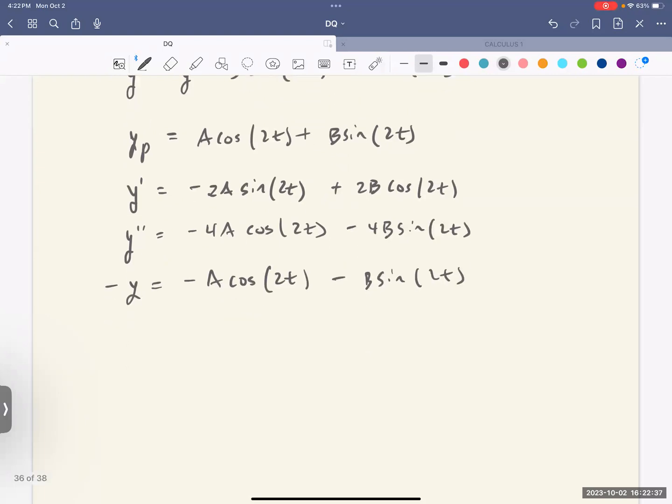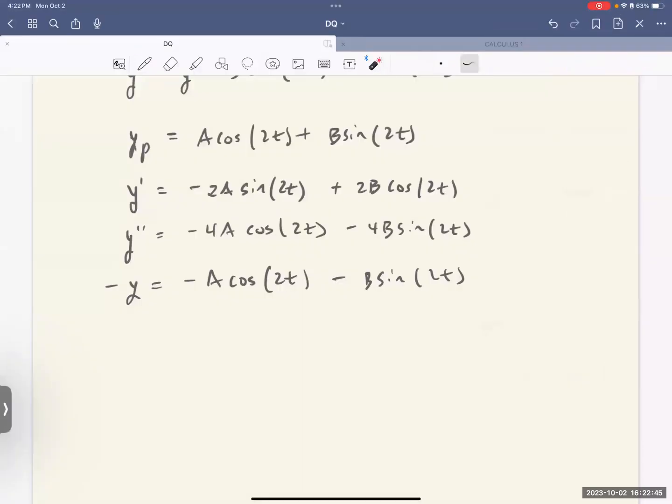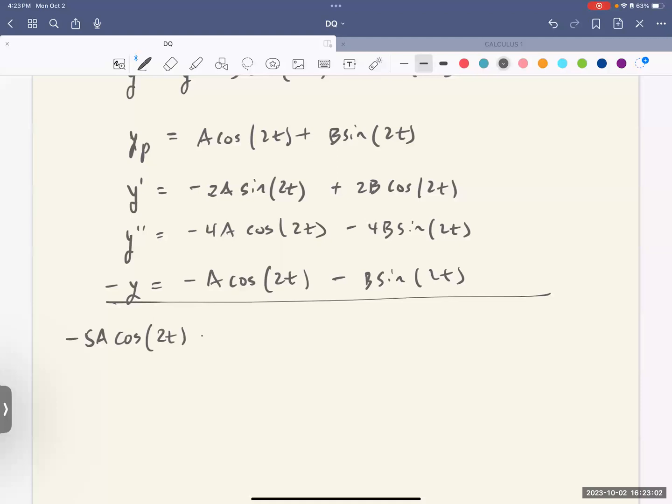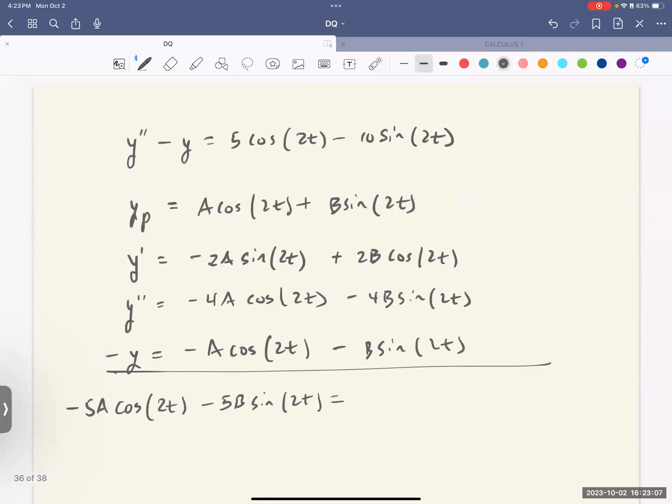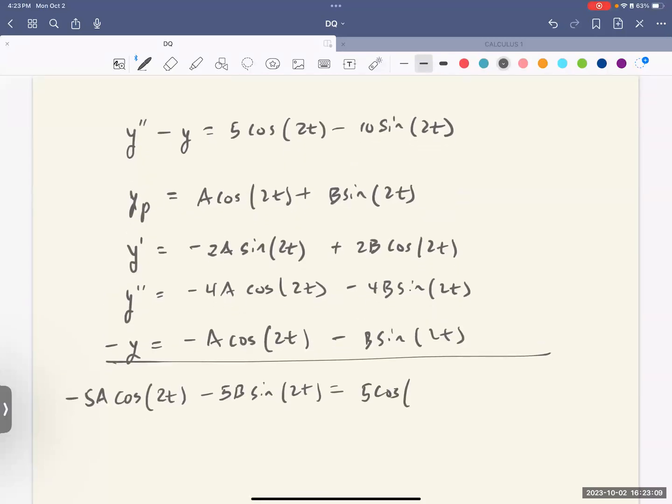And then let's combine some of those things. So we're going to combine these two, and then we're going to combine those two. And then we get negative 5a cosine 2t minus 5b sine 2t is equal to the right-hand side, 5 cosine 2t minus 10 sine 2t.